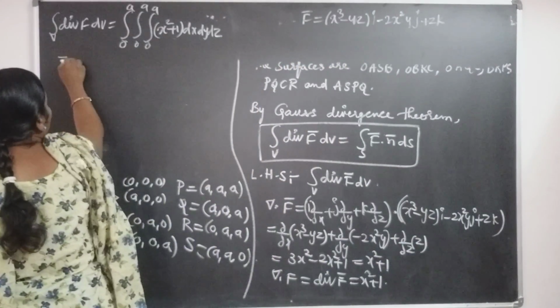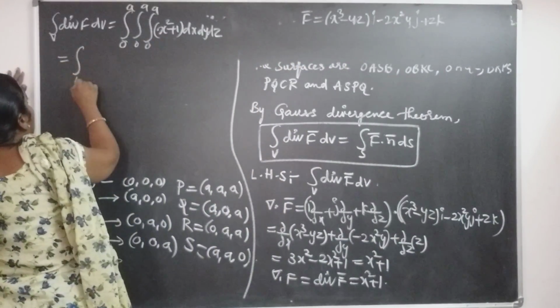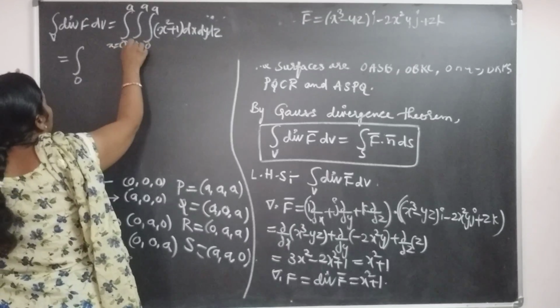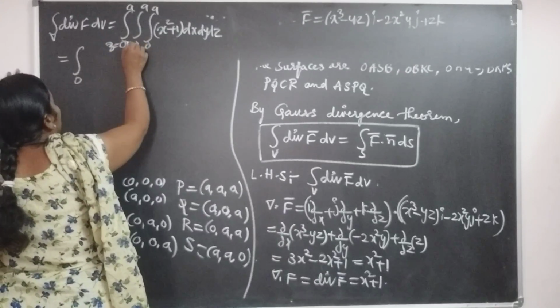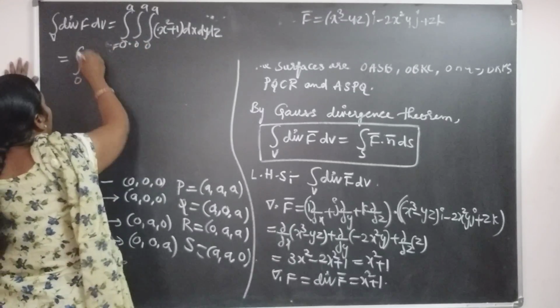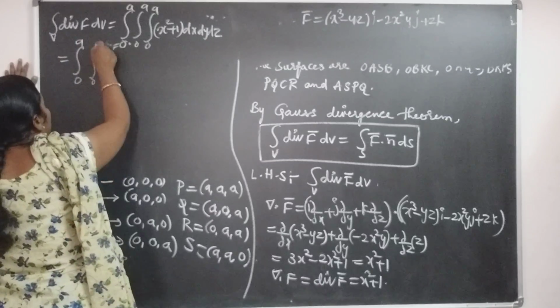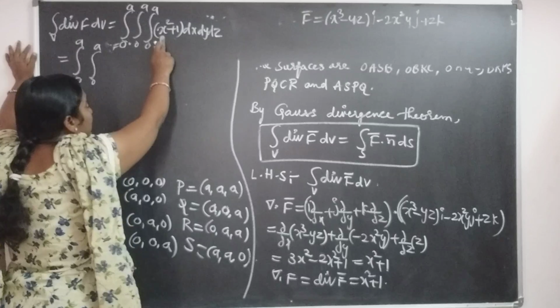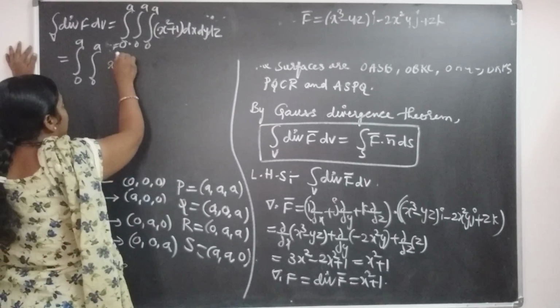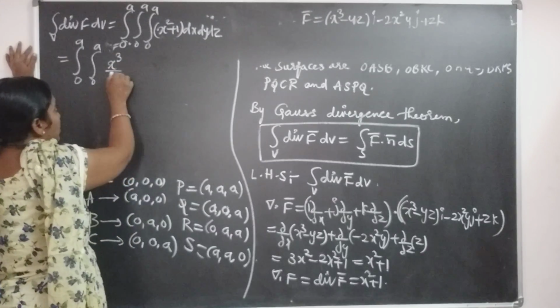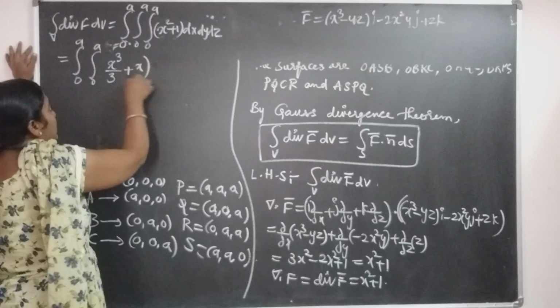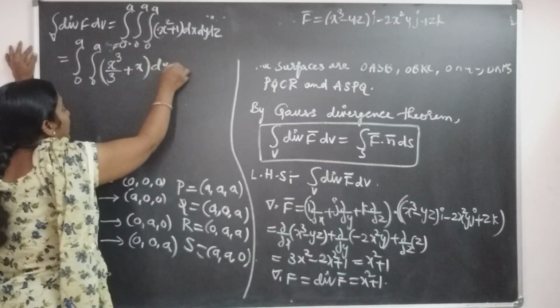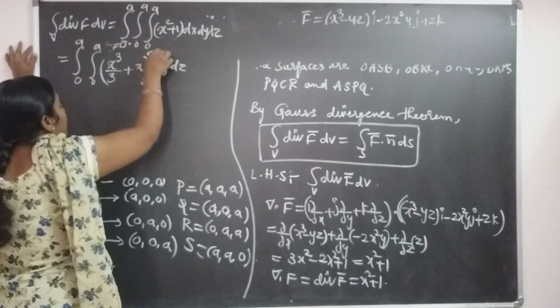It is equal to the integral, x equal to, z, y, x, you can take any order, integral 0 to a, 0 to a. Now I am integrating with respect to x square; integration is x cube by 3 plus x, into dy dz, limits from 0 to a.